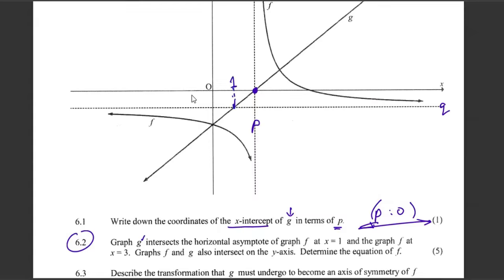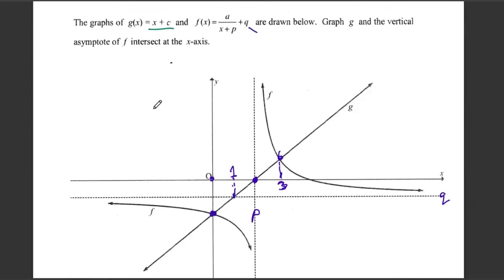And then the graph F when x is a 3. So somewhere here, we have a 3. Graphs F and G also intersect at the y-axis here. We know that x is a 0. Determine the equation of F for 5 marks.